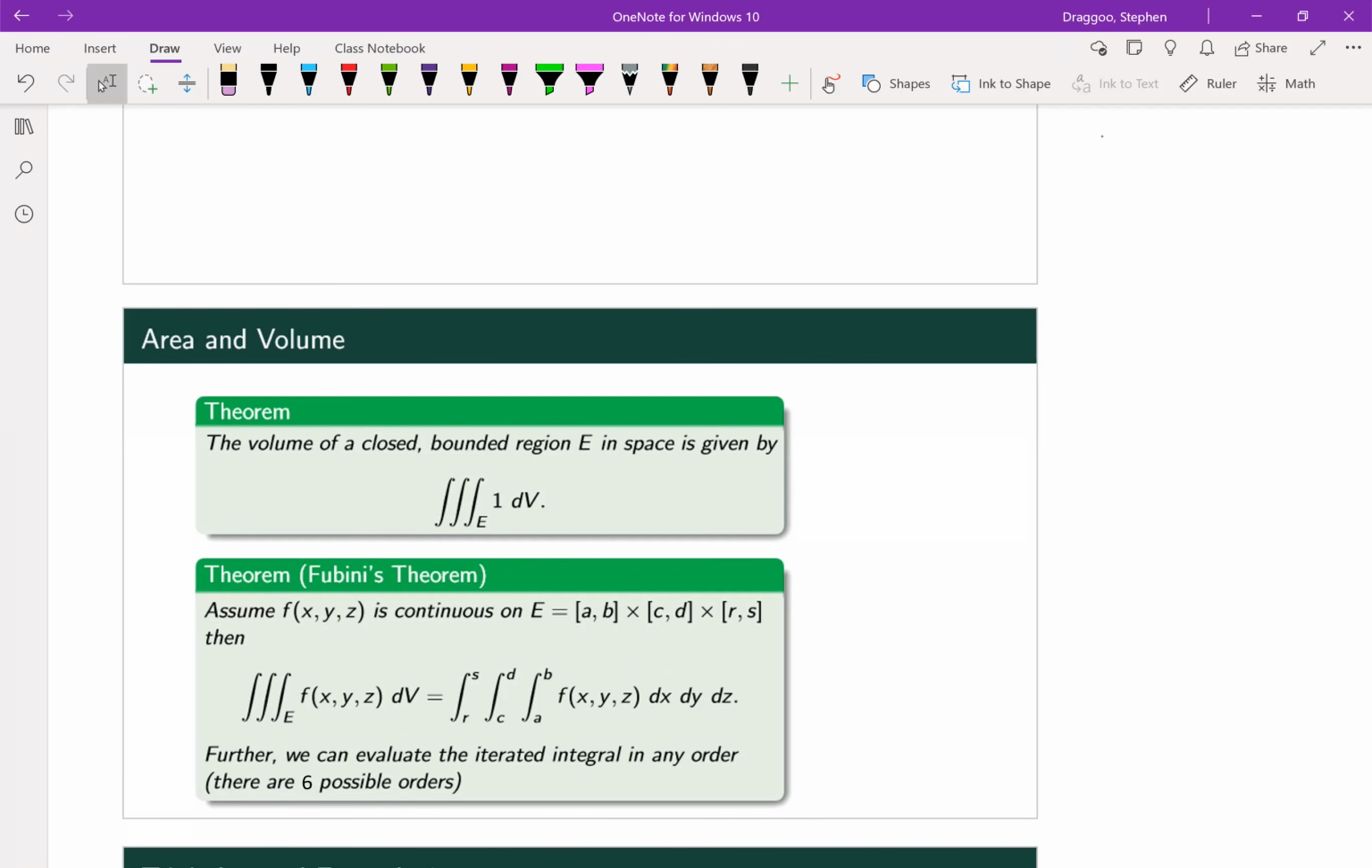The second theorem is the return of Fubini's theorem, just this time for 3 dimensions. That says that if we have a continuous function on a rectangular box region, so each of x, y, and z are just bounded by constant numbers, which will give us a rectangular box somewhere in space, then the triple integral can be calculated with the iterated integral of 3 variables, so 3 integrals, one for each of x, y, and z, where we can do that iterated integral in any order.